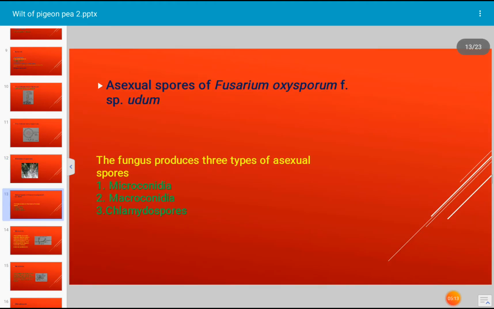Next, the wilt disease of pigeon pea is caused by a fungal pathogen known as Fusarium oxysporum form species udum. This fungus reproduces asexually and produces three types of spores: Microconidia, Macroconidia and Chlamydospores.